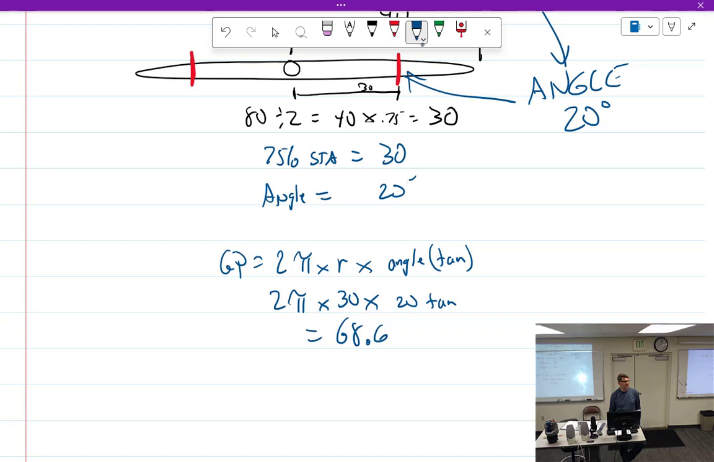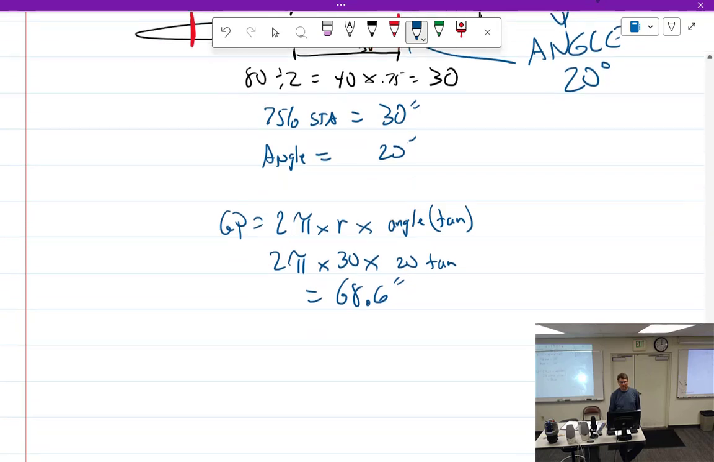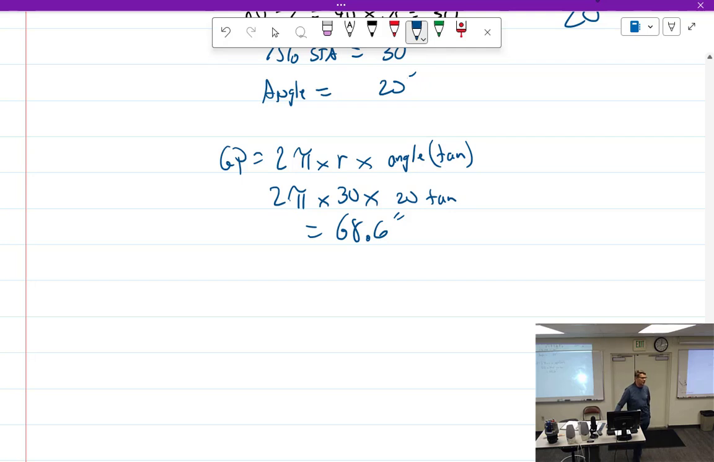We haven't got to the units yet. Sorry, inches. We're doing inches. Everything was in inches because the radius was in inches. So the answer is going to be inches. If I did this in feet, then this would be feet. Geometric pitch is 68.6 what? Inches. What happened in 68.6 inches? One revolution. Theoretically, every time that prop goes around, the airplane should move forward 68.6 inches.